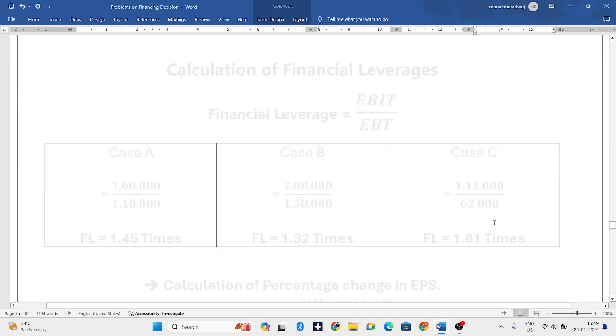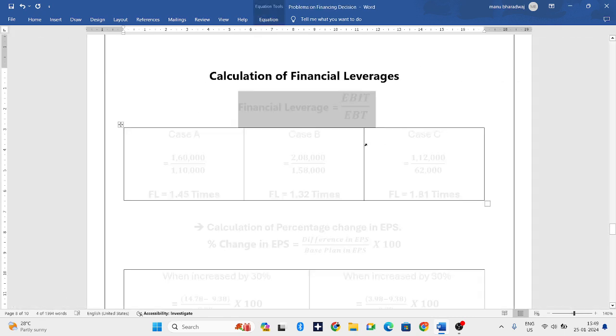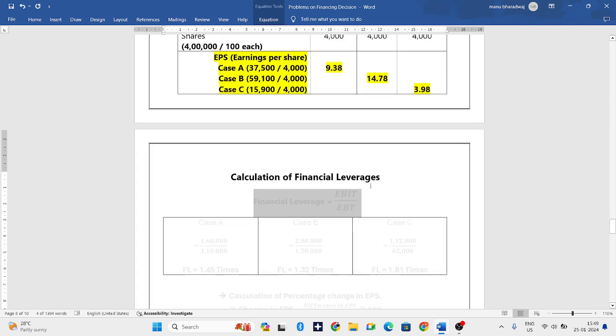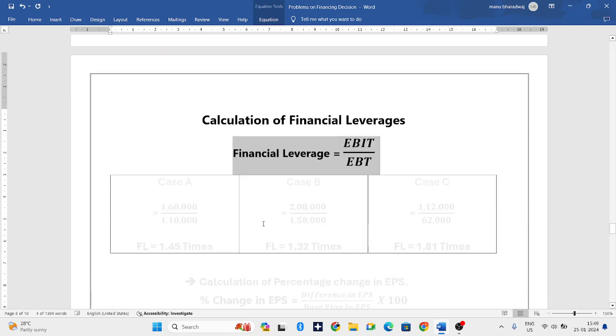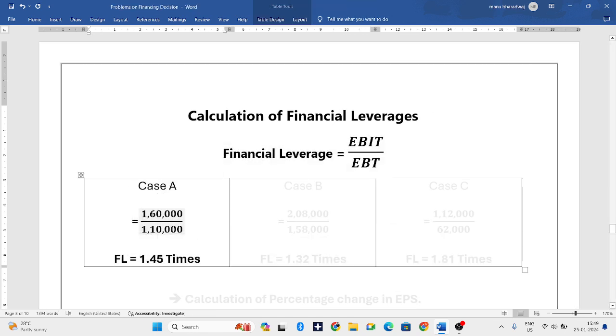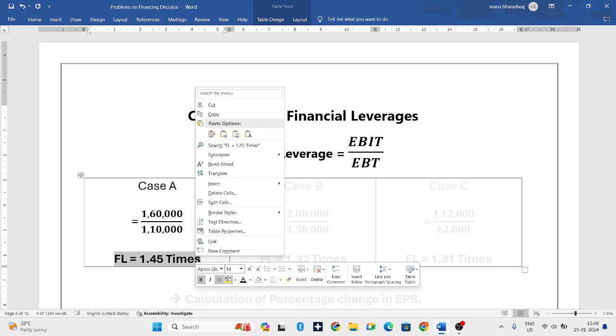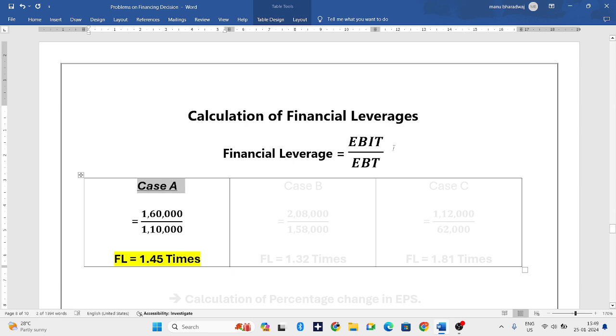The next step is we have to calculate the financial leverage. The formula to calculate financial leverage is EBIT by EBT. First, let us solve for case A. Case A, EBIT is 1,60,000 and EBT is 1,10,000. When you divide it, you get financial leverage, that is 1.45 times. This is for case A.